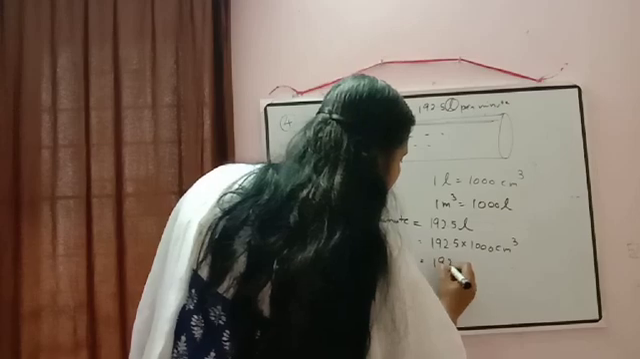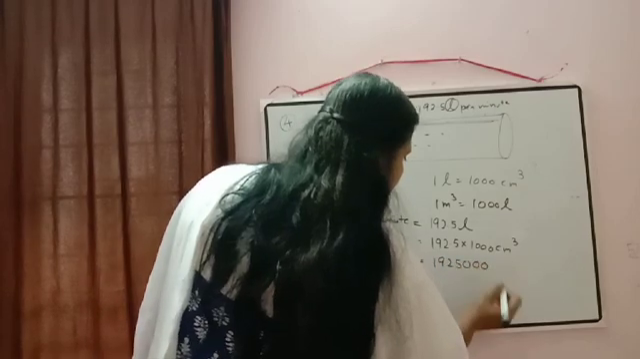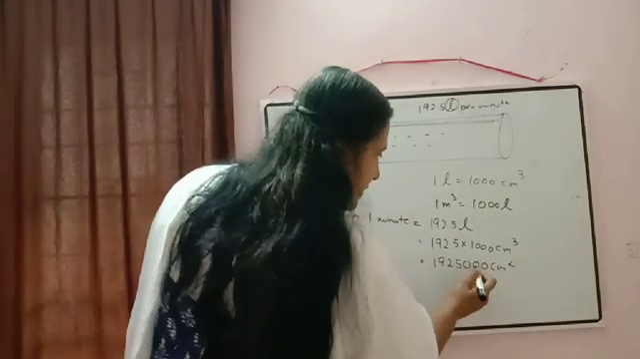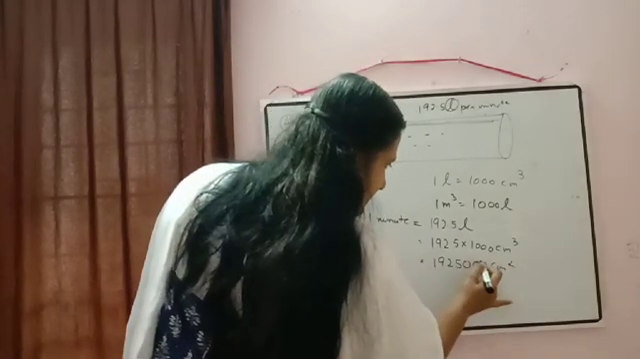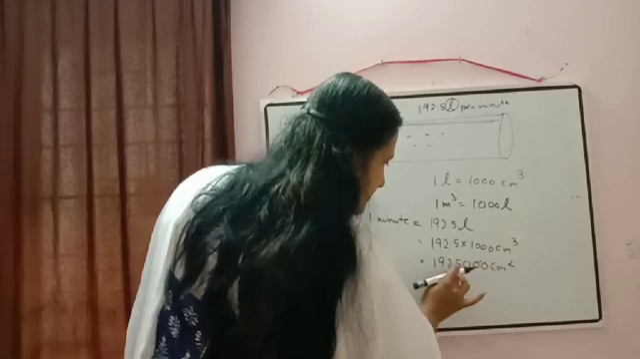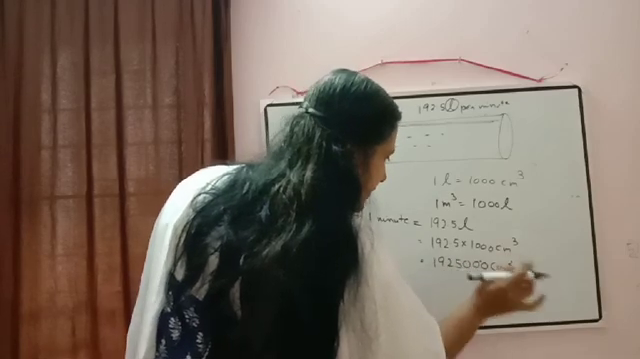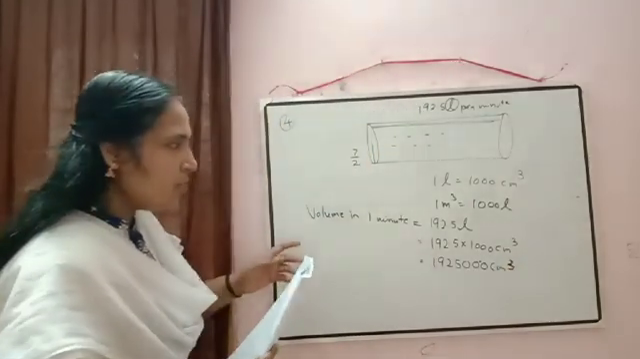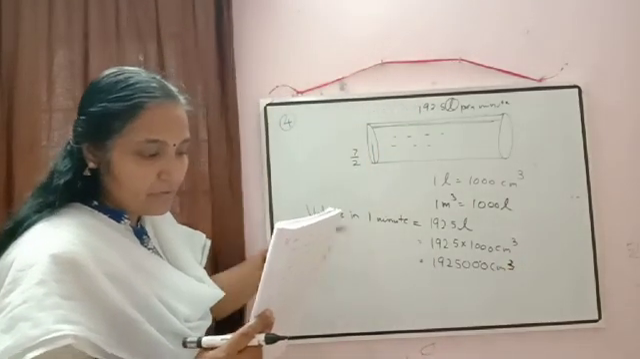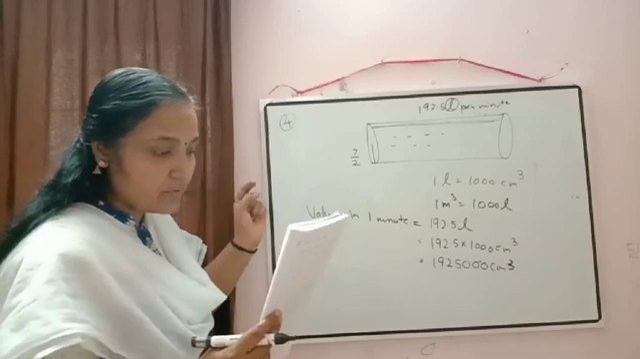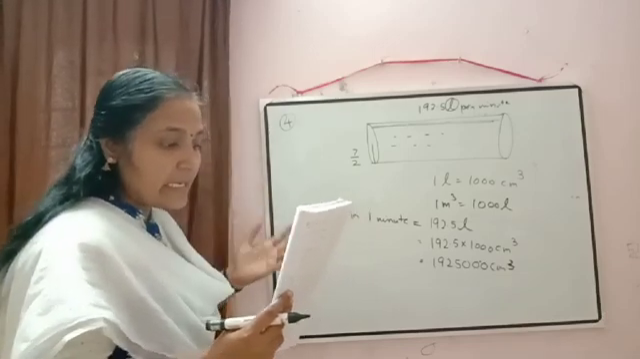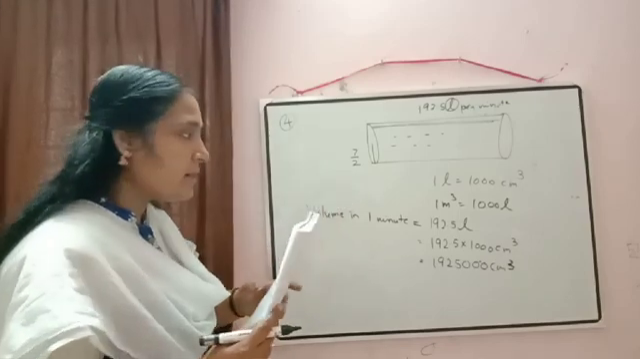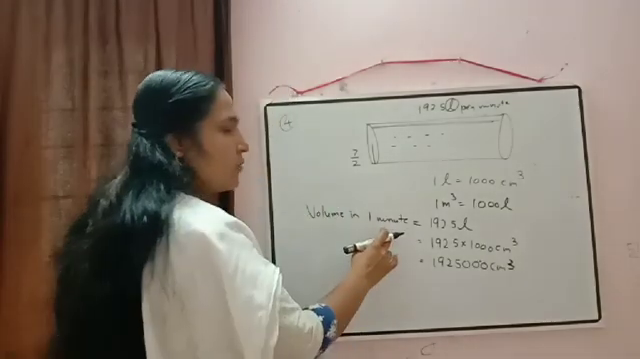So it will be equal to 1925, then 3 zeros you can write, and then put the decimal point here. So it becomes 1,92,500 centimeter cube. This is the volume in 1 minute. But what we have to calculate? We have to calculate the rate of flow in kilometer per hour. So first we can calculate the volume in 1 hour.